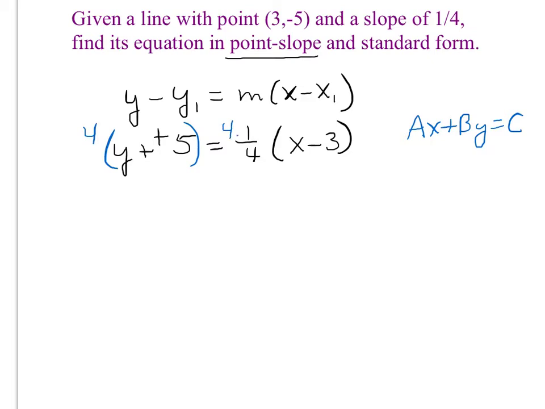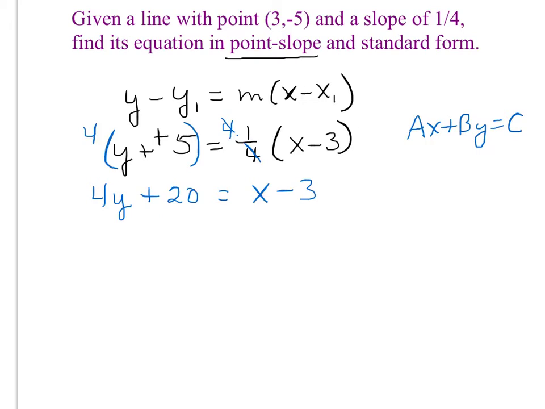Now that fraction, that's the coefficient of the parentheses. As long as we multiply the coefficient of that whole parentheses, which would have been distributed, we're taking care of that all the way through. So this gives us, as we distribute here, 4y plus 20 equals, we're distributing 1 on the right, x minus 3. So there's the first part of standard form.